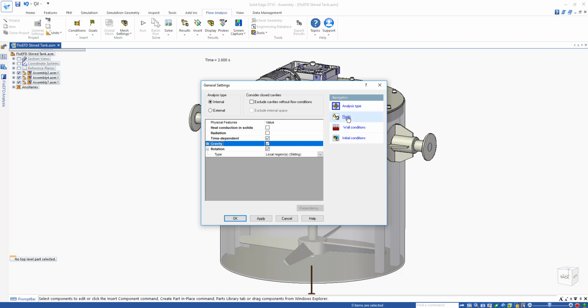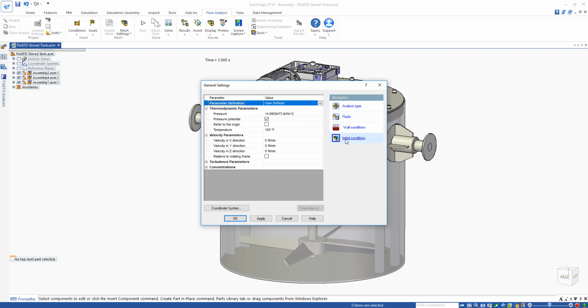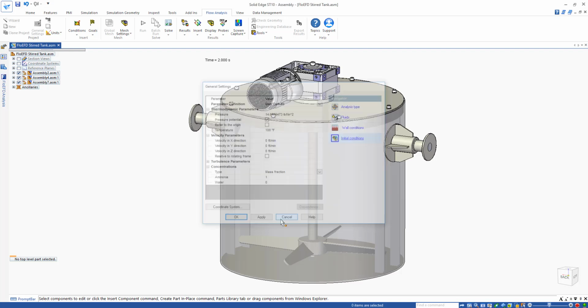of FloEFD. If we look at the fluids, we can see that we're mixing water and ammonia together. And under the initial conditions, we can see that at time 0 it's going to be 100% ammonia in the tank as the starting fluid.